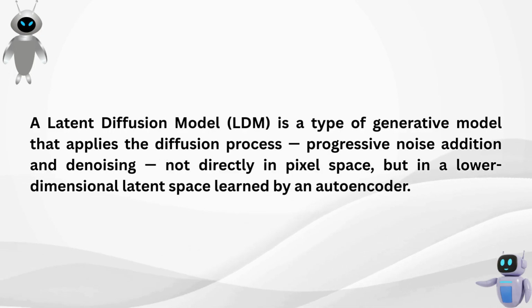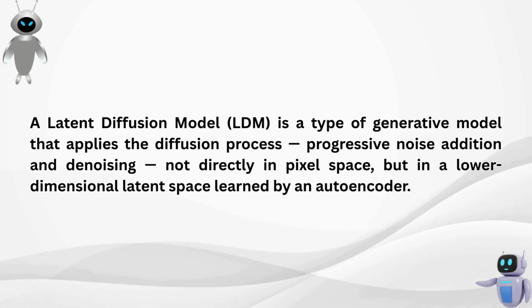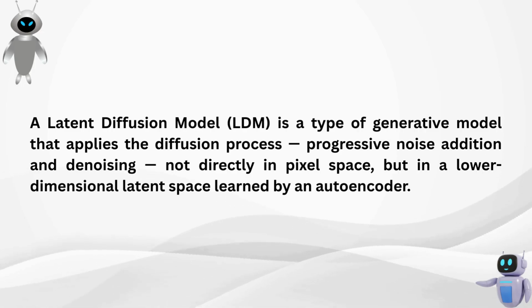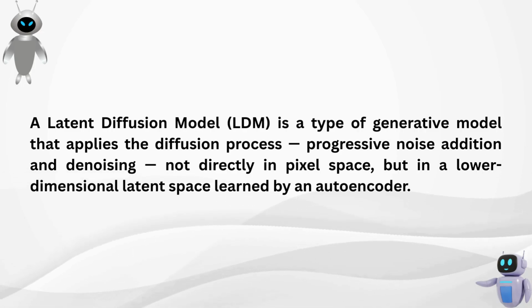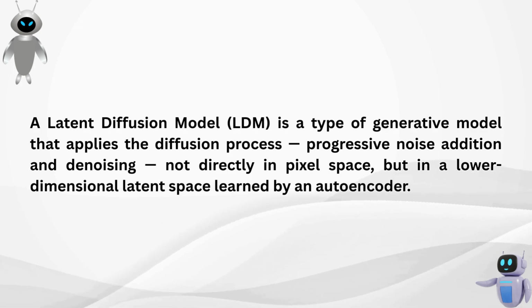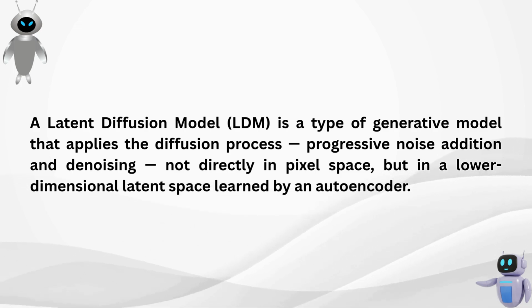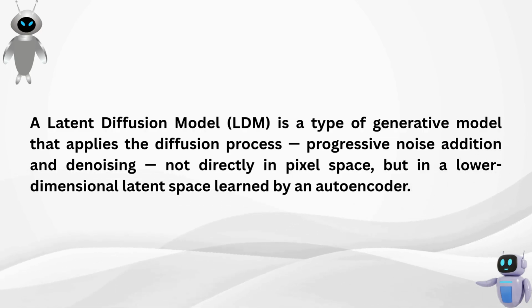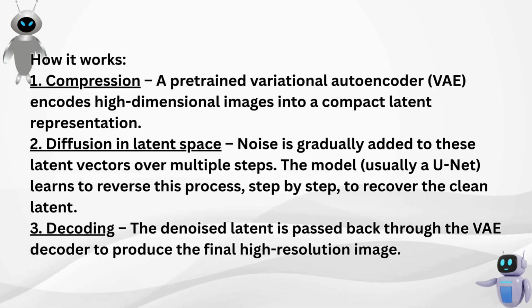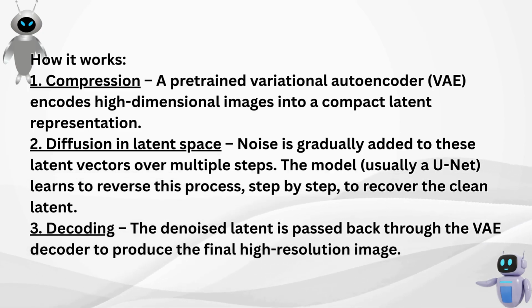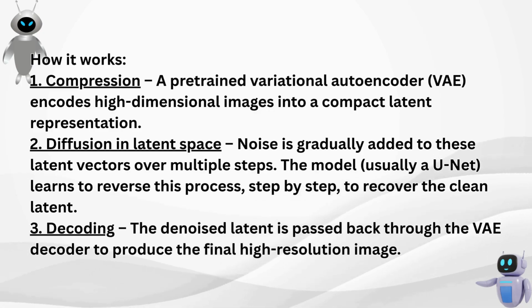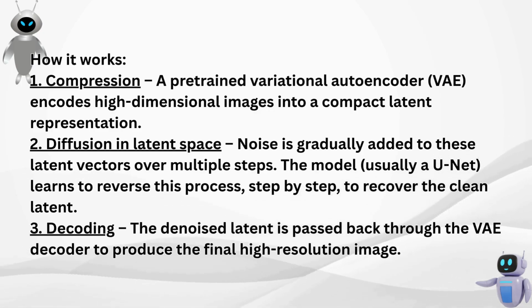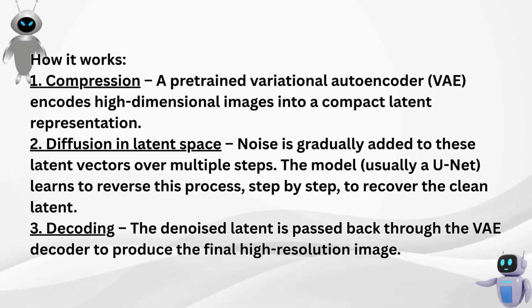A latent diffusion model, LDM, is a type of generative model that applies the diffusion process, progressive noise addition and denoising, not directly in pixel space, but in a lower dimensional latent space learned by an autoencoder. How it works. 1. Compression. A pre-trained variational autoencoder, VAE, encodes high-dimensional images into a compact latent representation.